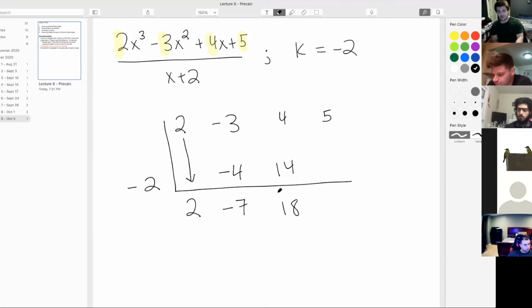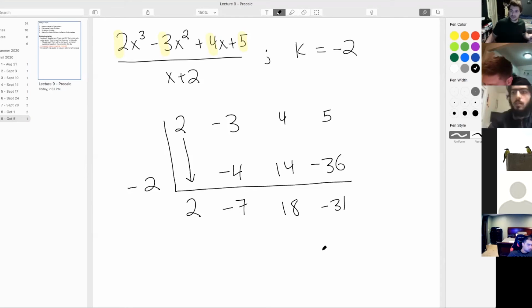Okay, now do this number 18, multiply it by the k value, -2. So 18 times -2 is -36. So put that right there. And add this column together. So 5 plus -36, that's the same as 5 minus 36, and that is -31. And we're done. So this is so much faster and easier than polynomial long division.